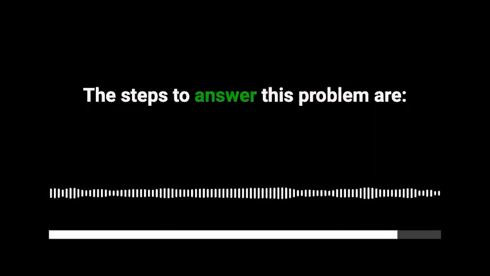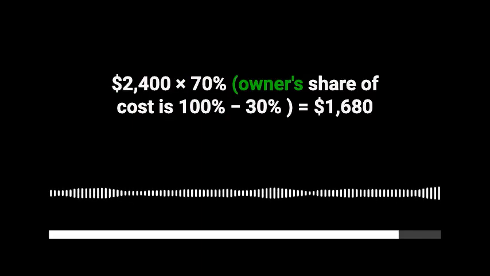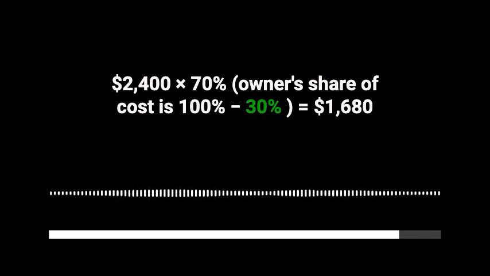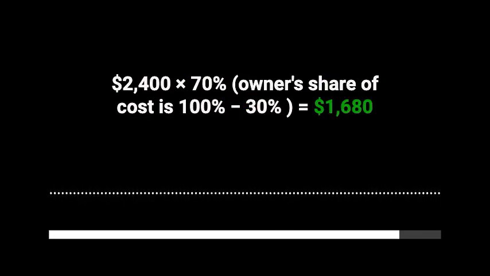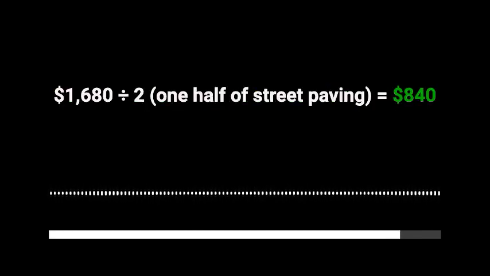The steps to answer this problem are: 100 front feet times $24 equals $2,400. $2,400 times 70% equals $1,680. $1,680 divided by 2 equals $840.